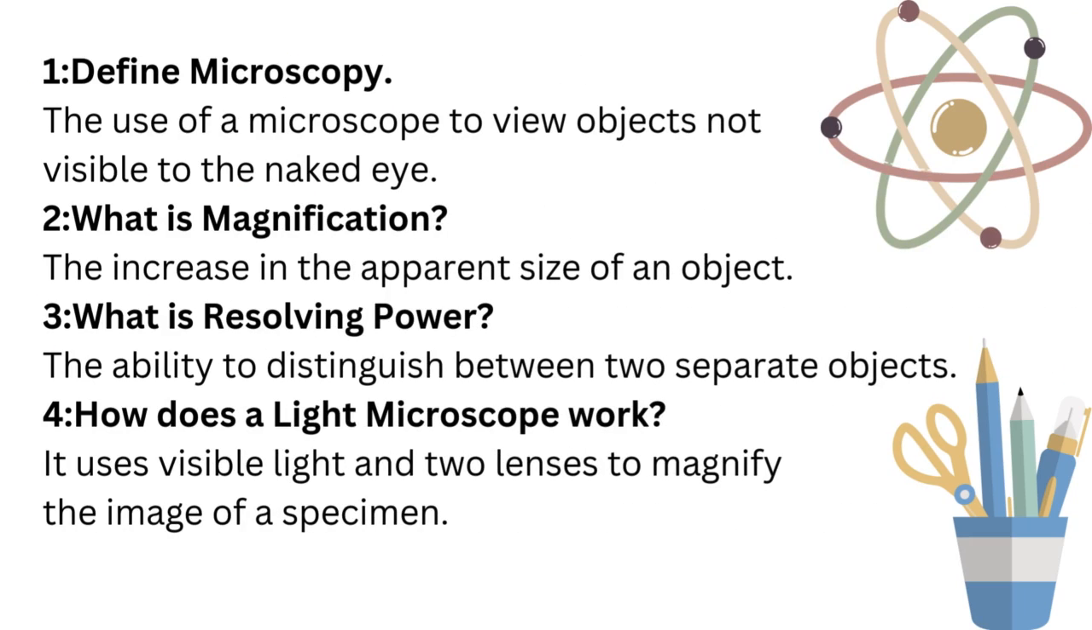Define microscopy, the use of a microscope to view objects not visible to the naked eye. What is magnification? The increase in the apparent size of an object. What is resolving power? The ability to distinguish between two separate objects. How does a light microscope work? It uses visible light and two lenses to magnify the image of a specimen.